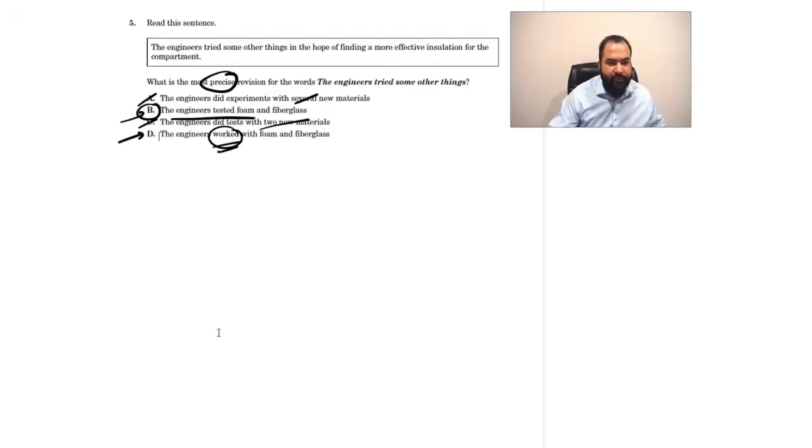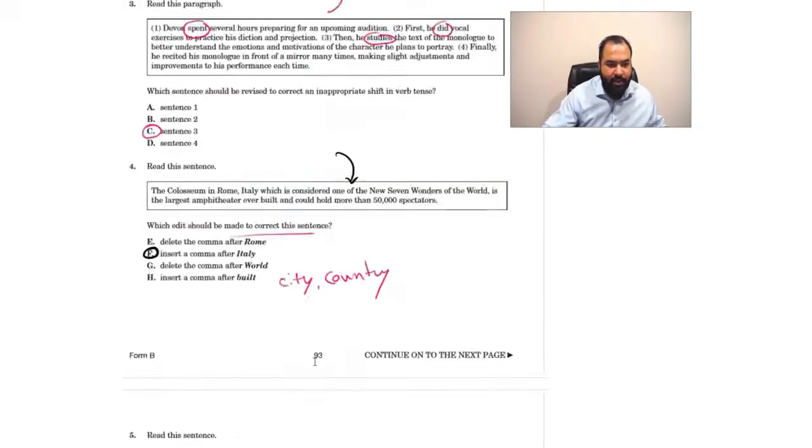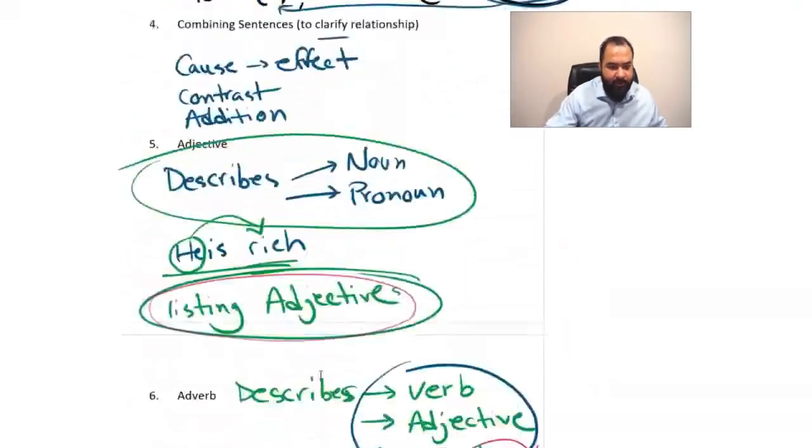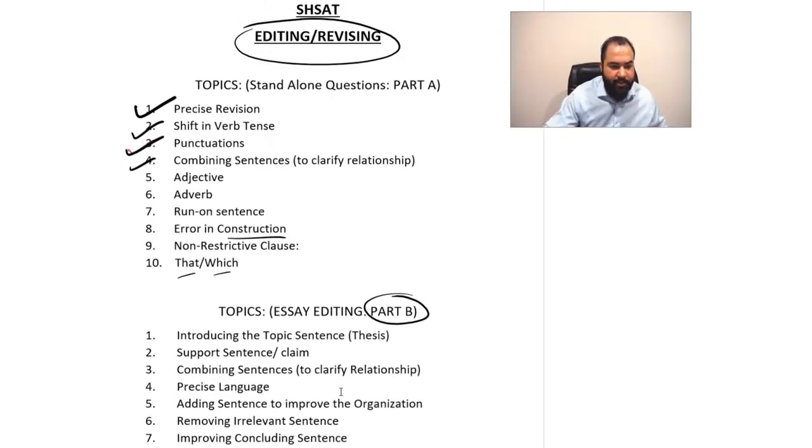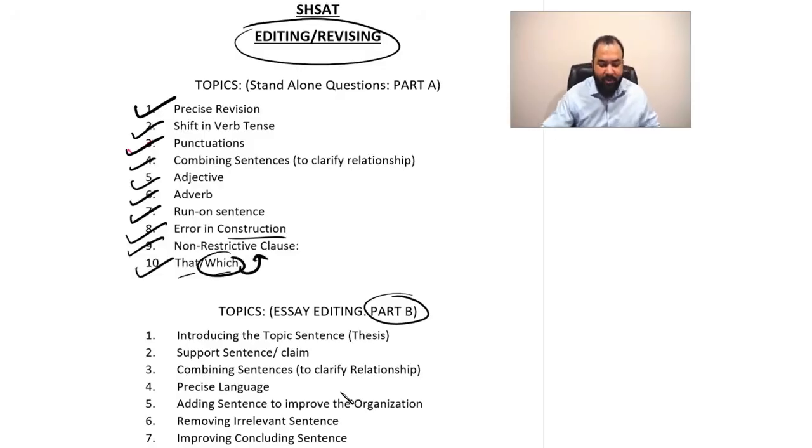Well, that was for editing and revising section part A. So I'm just going to explain these again. So we did some adjectives, like how we had to use commas, right? Adverb, I showed you some examples. Run-on sentences, errors in construction, non-restrictive clause. That and which. That is important, which is not important, which is mainly used for non-restrictive clause.